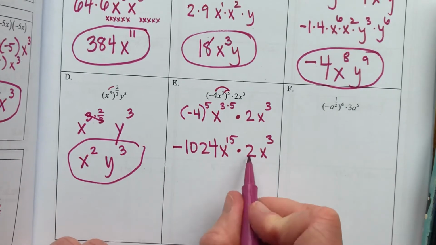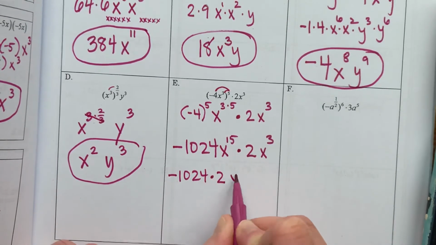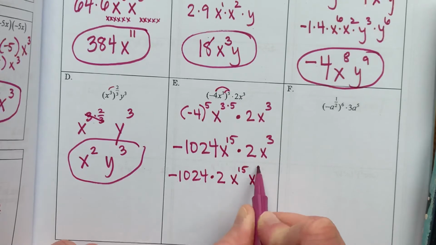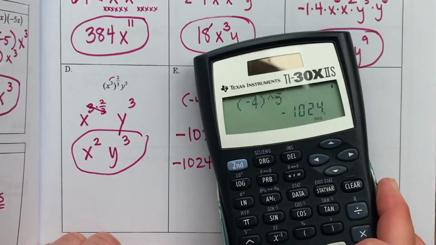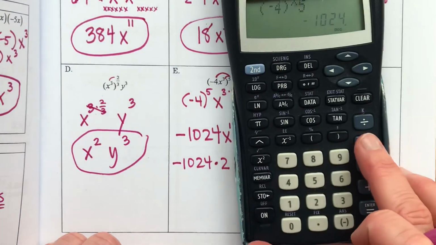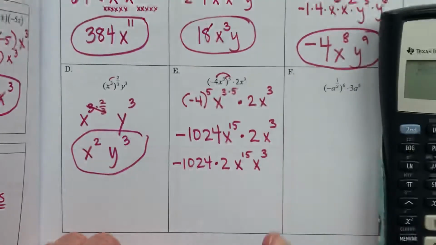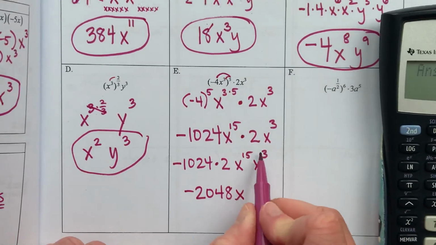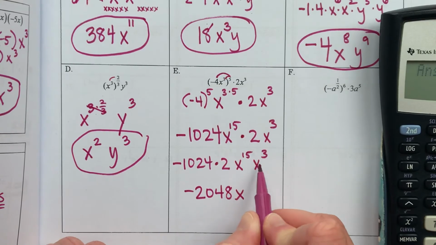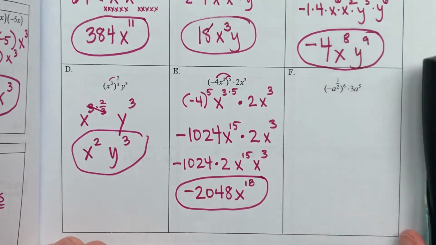So now I'm going to put my numbers together. Negative 1024 times 2 and then x to the 15th times 3 more x's total. So my negative 1024 times 2 is negative 2048. And my power here, 15 times 3 more x's, or a total of, if I add, 18.